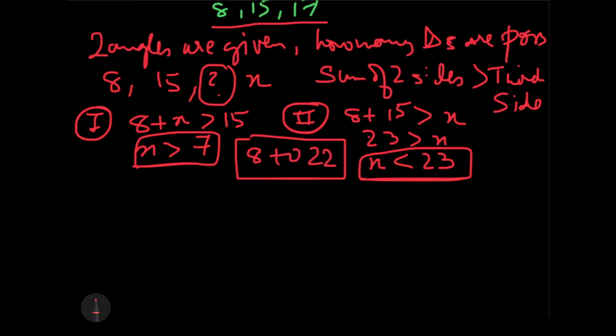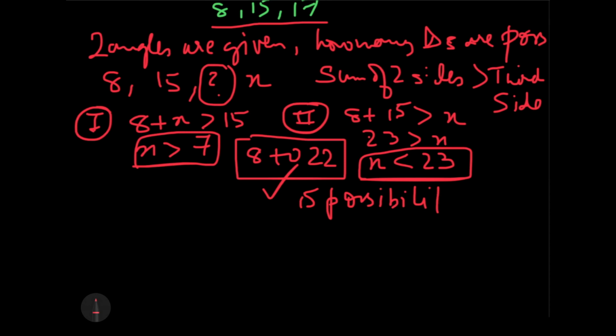23 is not possible, 7 is not possible, so how many numbers are there from 8 to 22? From 8 to 22 we have 15 different numbers, 9, 10, 11, 12, you can even count and check it. So for my first question, if two sides are given, how many triangles are possible? 15 triangles are possible. There are 15 possibilities. Okay, so this is just a triangle.